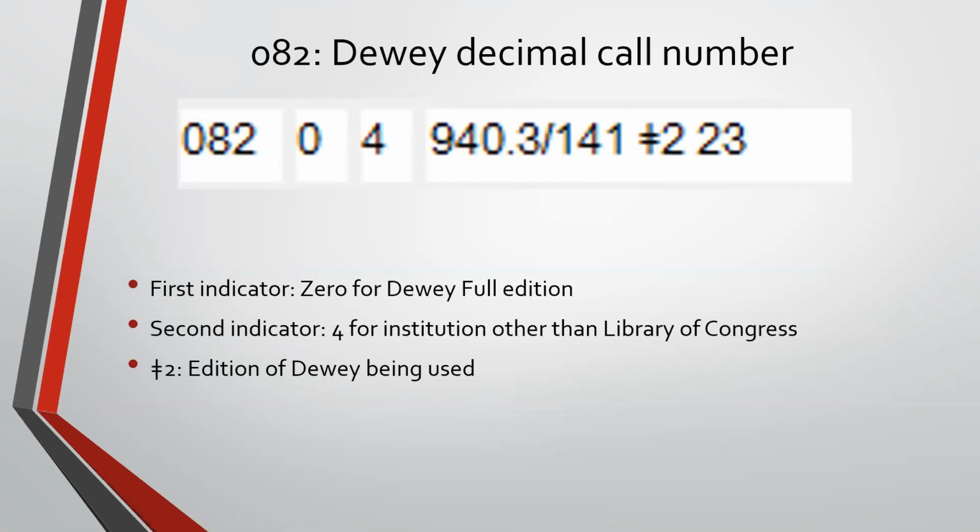For Dewey call numbers, for folks who are using Dewey, it's your 082. We have our first indicator 0 for using the full edition of Dewey. Second indicator 4 is that this call number is being created by an institution other than the Library of Congress. And our subfield 2 at the end is which edition of Dewey is being used. Last I checked, it was edition 23. I don't know if they're up to 24 yet, but it may be.